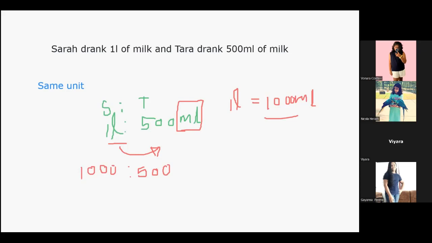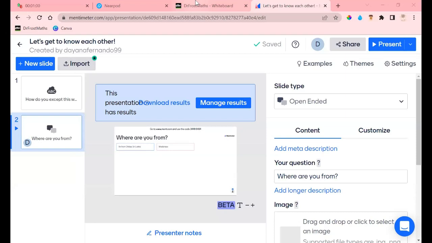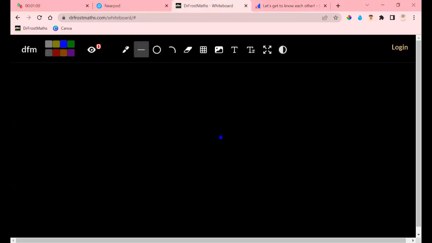So did you understand what is actually a ratio? If you understood what is actually a ratio, please send me a thumbs up, please. Okay, thank you. Now we are going to learn another thing. So can you see the blackboard? Okay.